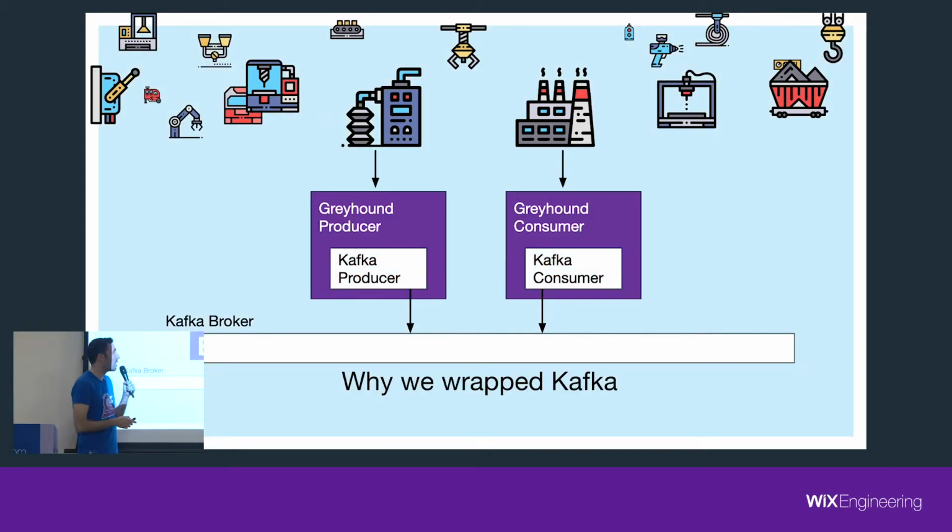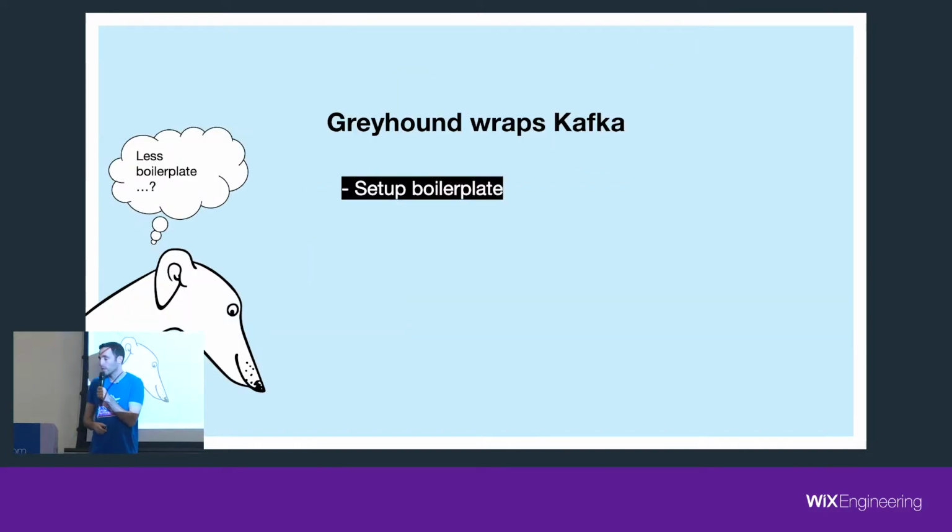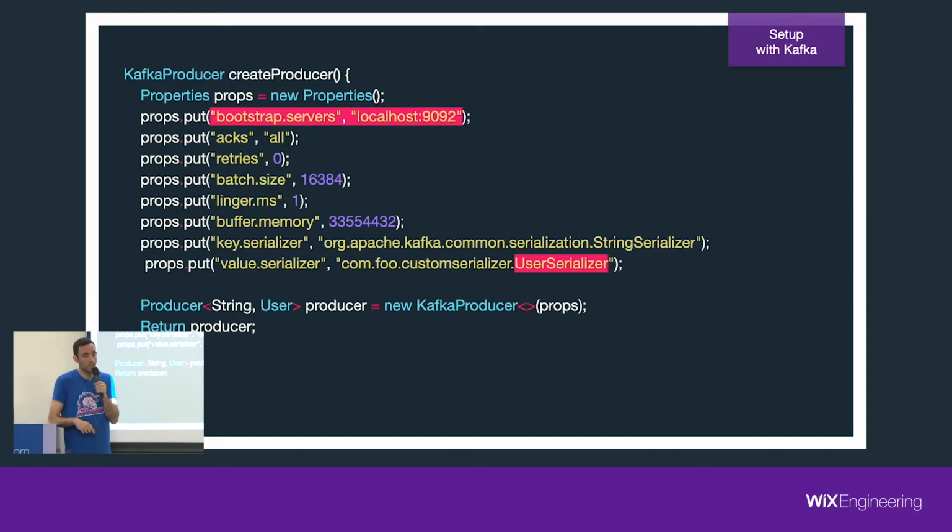And now I want to focus on Greyhound features and do a deep dive into why we decided to wrap the Kafka SDK. So the first thing they noticed is there is considerable setup boilerplate with Kafka. You can see here a Java example of creating a Kafka producer. The more interesting property here is the location of the broker for the producer to communicate with.